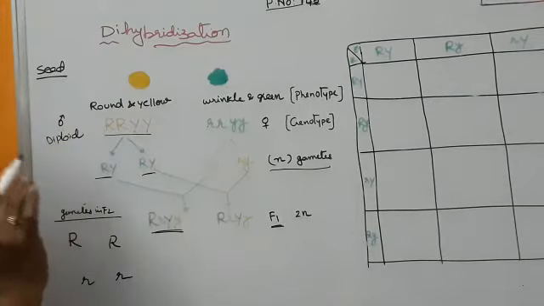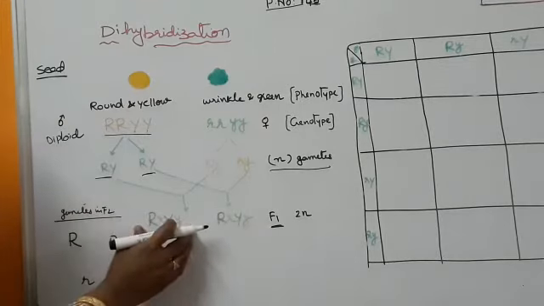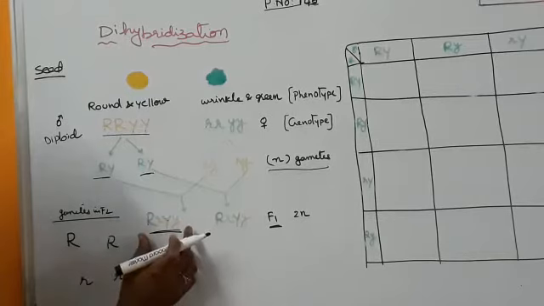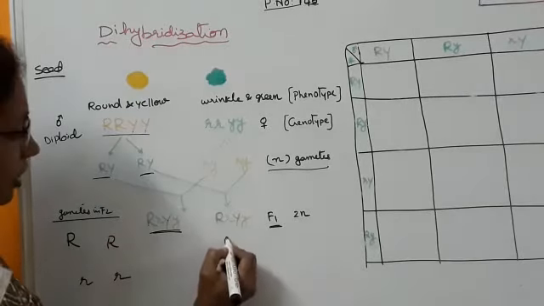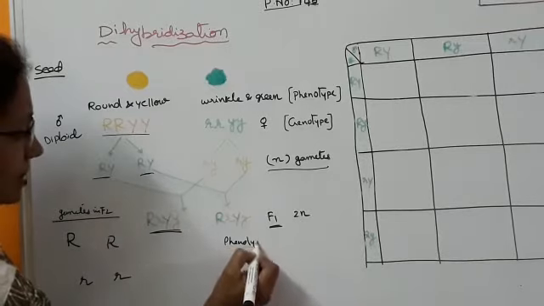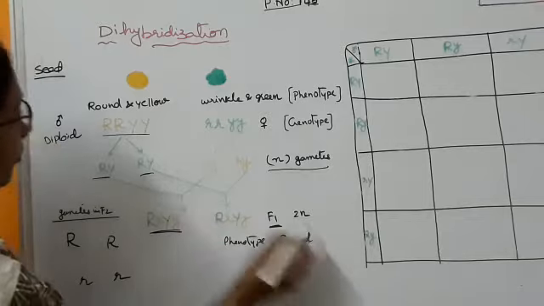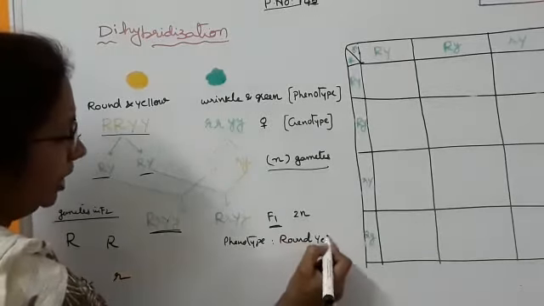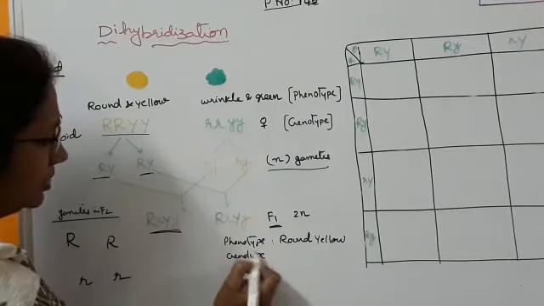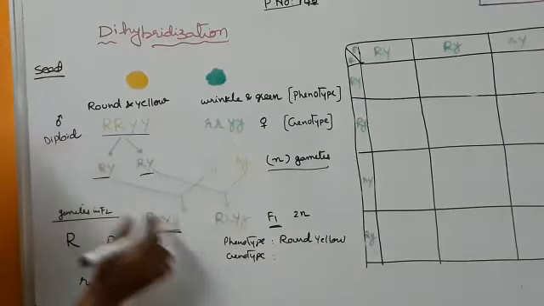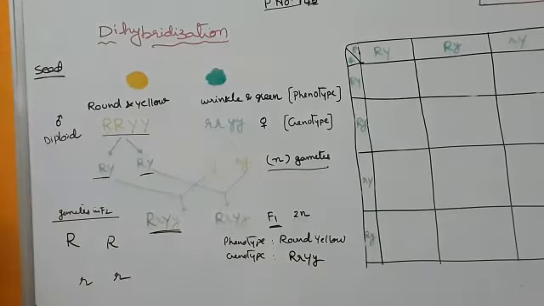Whatever your data may be, this is the combination you are going to get in the F1 generation: one capital, one small, one capital, one small. So automatically what is the phenotype of this? Phenotype is round and yellow. What is the genotype? The genetic combination. This is the genotype: capital R, small r, capital Y, small y. This is the F1 generation.